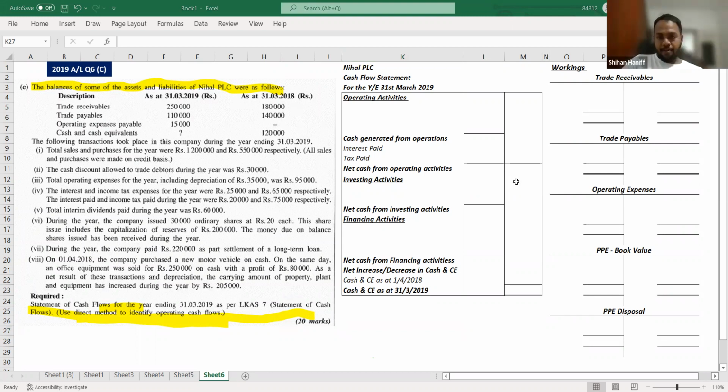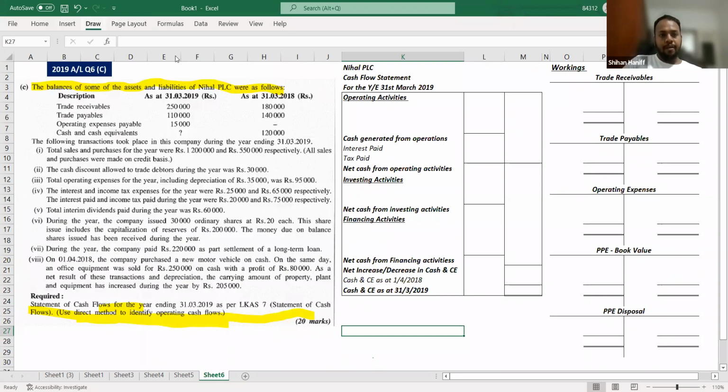Right. So let's start the question. The balances of some of the assets and liabilities of Nihal PLC were as follows: trade receivables, trade payables, operating expenses payables, cash and cash equivalent.